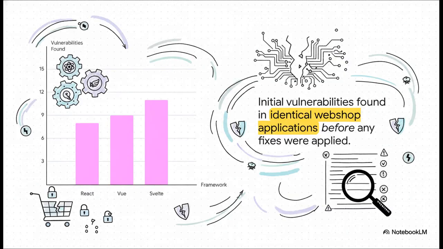So what they did was pretty clever. They built the exact same e-commerce app 3 times. Once in React, once in Vue, and once in Svelte. Then they scanned them for vulnerabilities right out of the box. No special security fixes, just the default setup. And the results? Well, take a look. They found vulnerabilities in all 3. Svelte clocked in with 11, Vue with 9, and React with 8. Nobody got a perfect score.